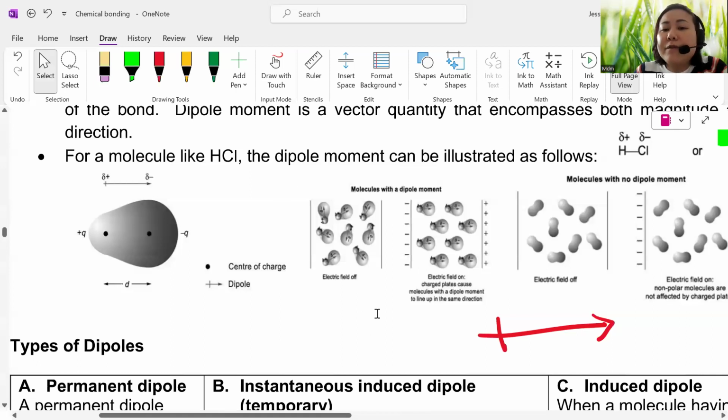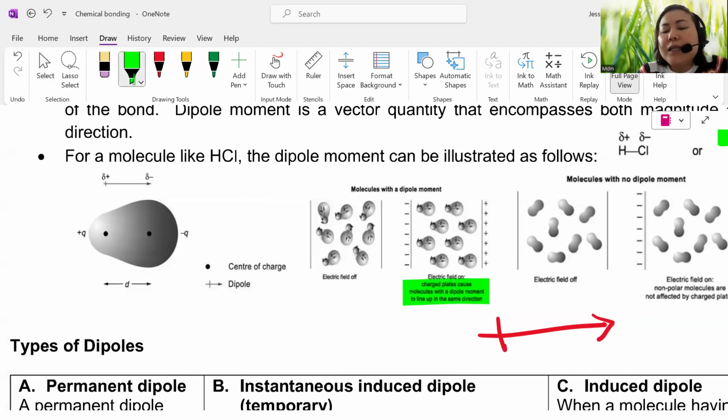Whereas if you have a polar molecule, which has a dipole, before you turn on any electric field, the molecules are in random arrangement. But after you turn on the electric field, you will find that the molecules with dipole are actually lined up in the same direction with the opposite charges facing the electric field. So we will have the negative end facing the positive end of the electric field.